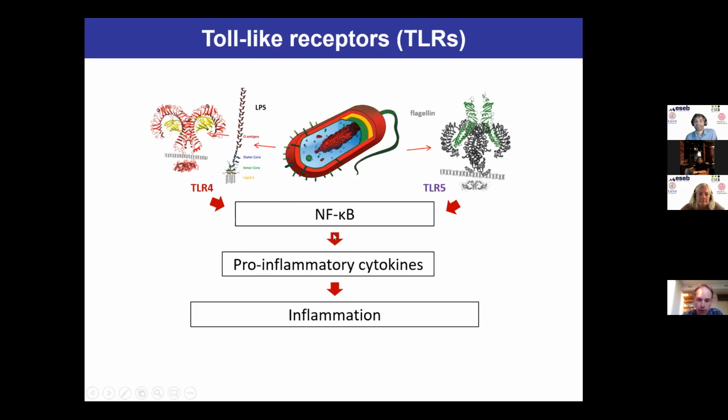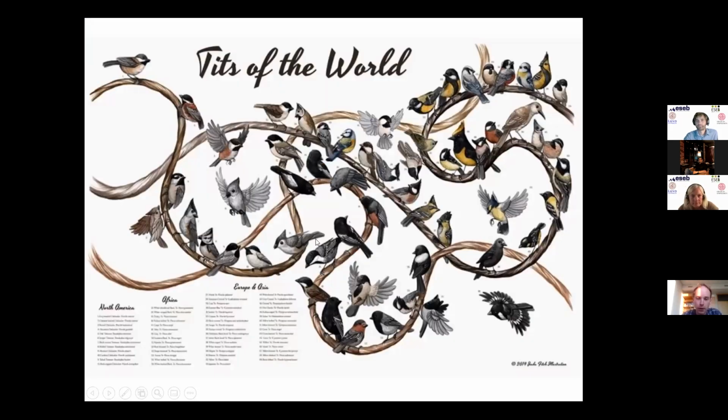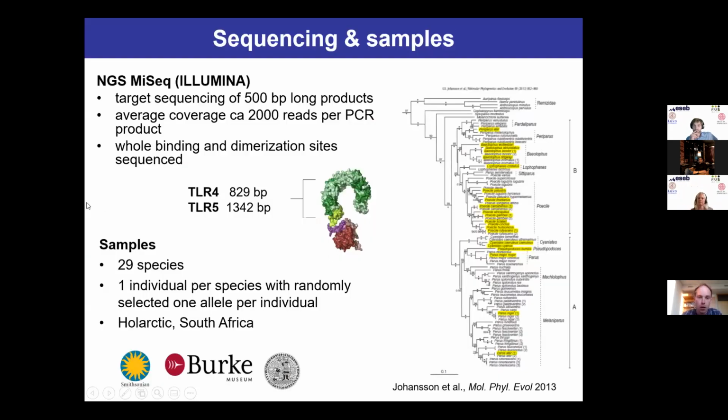And after the recognition, the signalization cascade is activated, and it provokes the secretion of pro-inflammatory cytokines that subsequently drive the inflammation as one of the major effector reactions of the vertebrate immune system. And as the model group for studying convergence, we have selected the tit family, which is a family of small to middle-sized birds with well-known phylogeny and biogeography. And for sequencing, we used the classical amplicon-based sequencing using the Illumina platform.